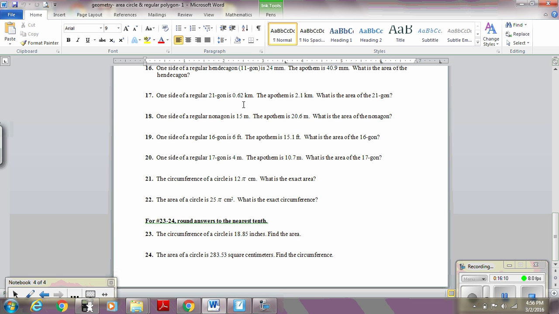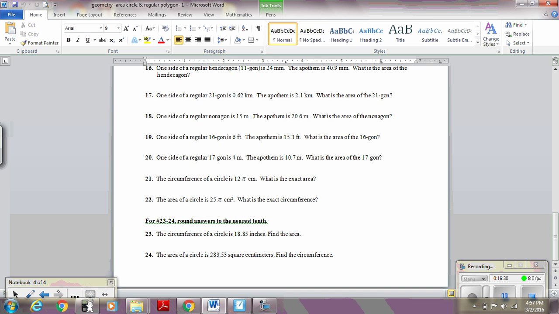Number 17. One side of a regular 21-gon is 0.62 kilometers. The apothem is 2.1 kilometers. What is the area? I'm just going to work out 2 more, and I believe you'll be fine on finishing the rest by your own.